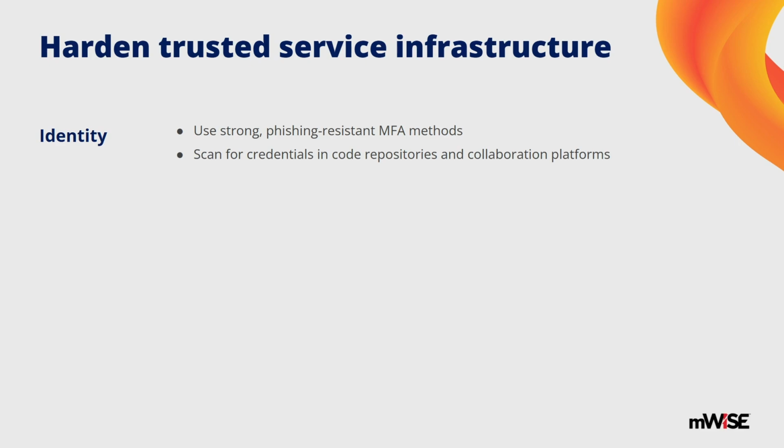At the identity level, obviously making sure MFA is enforced, but also using strong and phishing-resistant MFA methods, and we'll talk a lot about that throughout this presentation. For the credentials that are used to access that platform, making sure that we're monitoring for any leakage of those credentials, and also scanning for credentials in insecure locations, things like collaboration platforms and code repositories. At the network level, restricting access to the management console of that trusted service infrastructure to trusted networks only, so that they can't be accessed from anywhere on the internet.